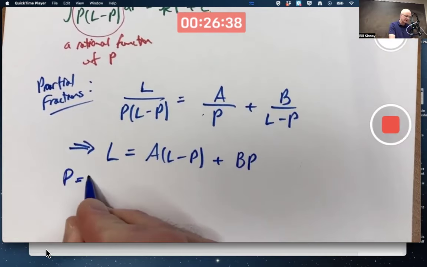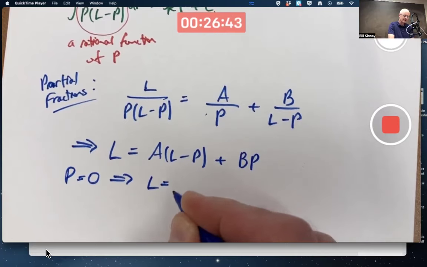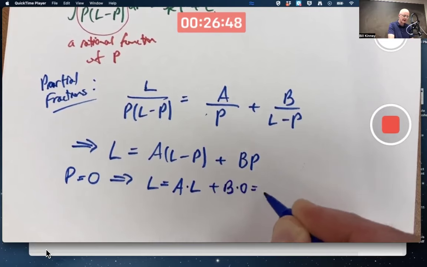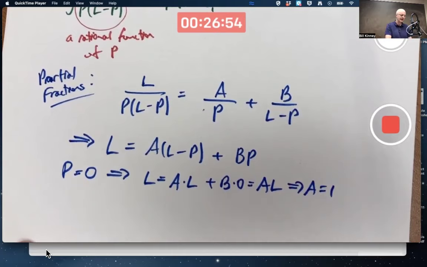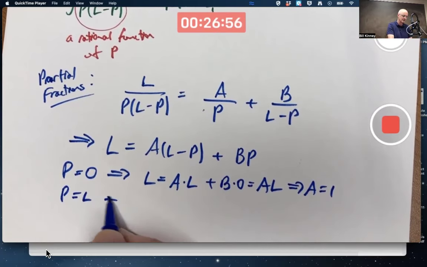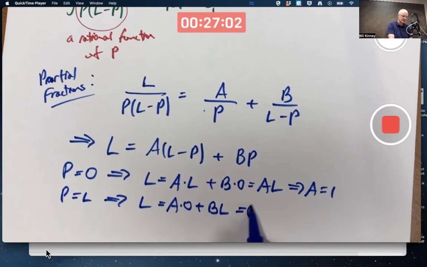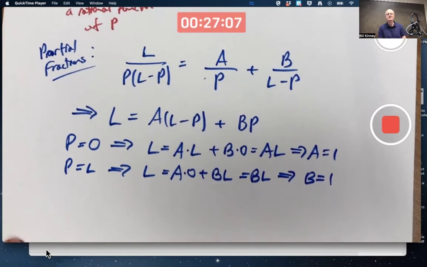Plug in special values like 0 and L. If P is 0, I get L is A times L plus B times 0, which is A times L, which means A is 1. And if I plug in P equals L, I'll get L is A times 0 plus BL, which is BL. So B is also 1. How about that? Nice and simple. You can always double check it by plugging those back up here and add the fractions by getting a common denominator.